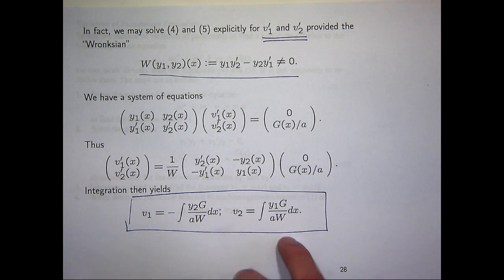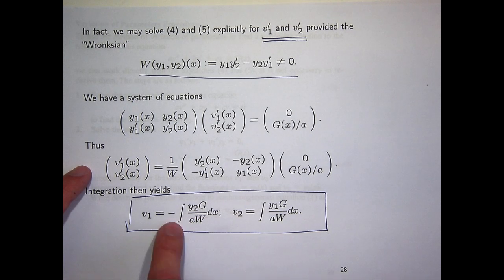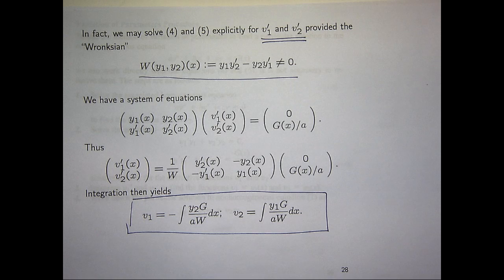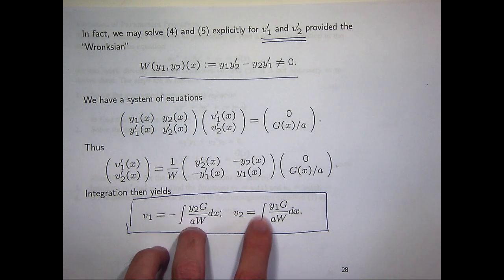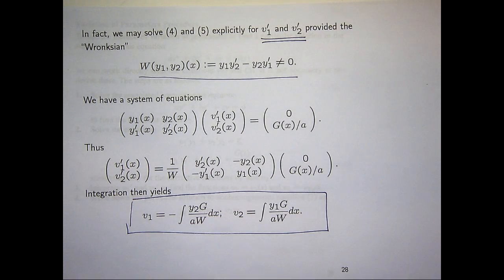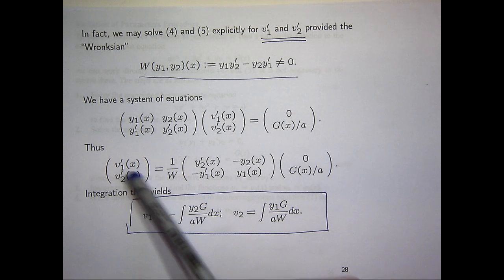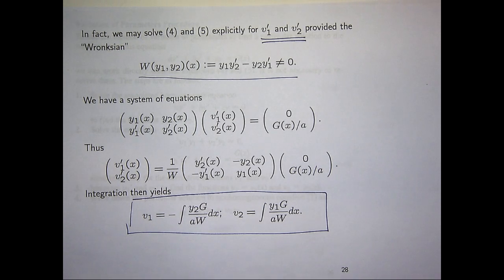So here are explicit representations for my coefficient functions v1 and v2. Now this is important. I'll show you how to do some problems involving this method in a minute, but you don't need to remember this, at least for this course. The formulae will be given to you. It's good to know where it comes from, of course, because a good question is, why should the Wronskian be non-zero? Well, if you want to solve for these things, the determinant's got to be non-zero, right?